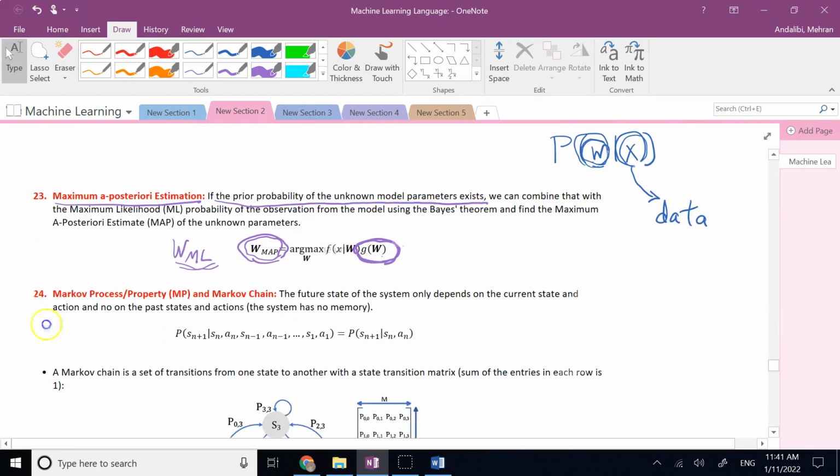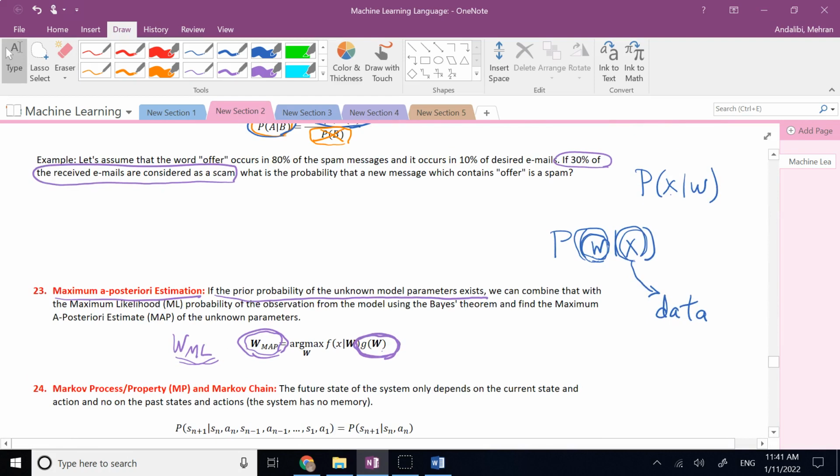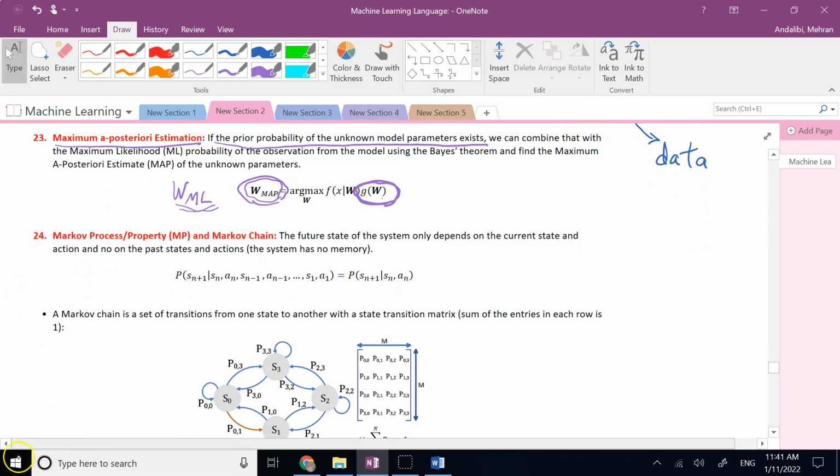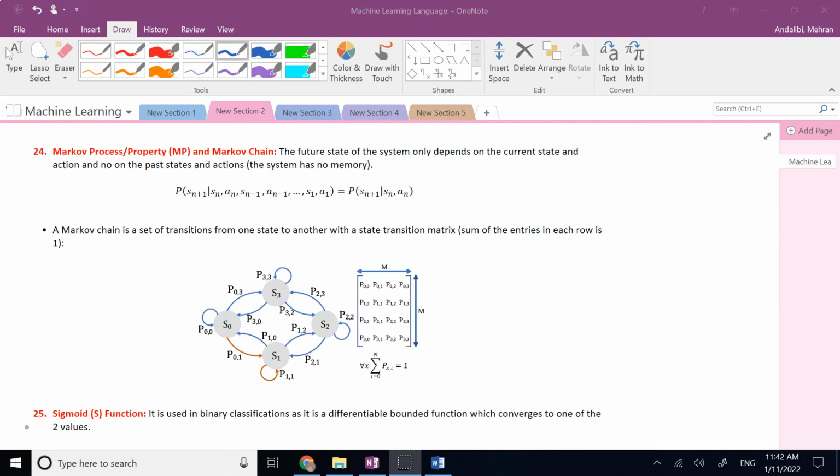So here my goal was really to give you some general information, not really to make you any expert in any of those. The next topic is called Markov process or Markov property, or MP, and then Markov chain. This is another thing that you see in many different applications, including reinforcement learning.